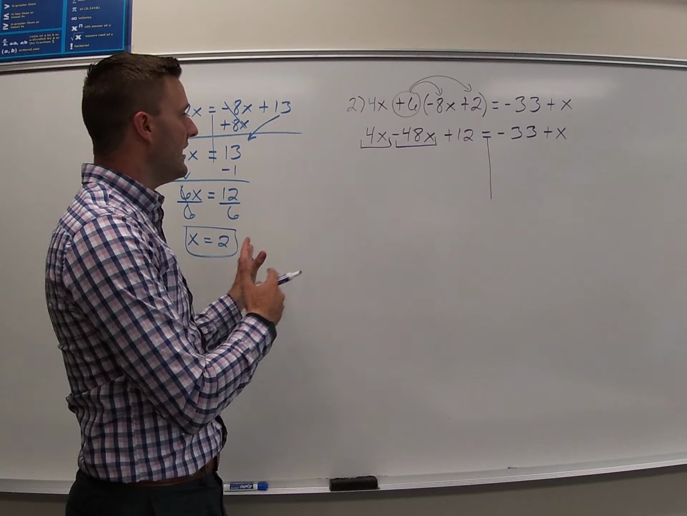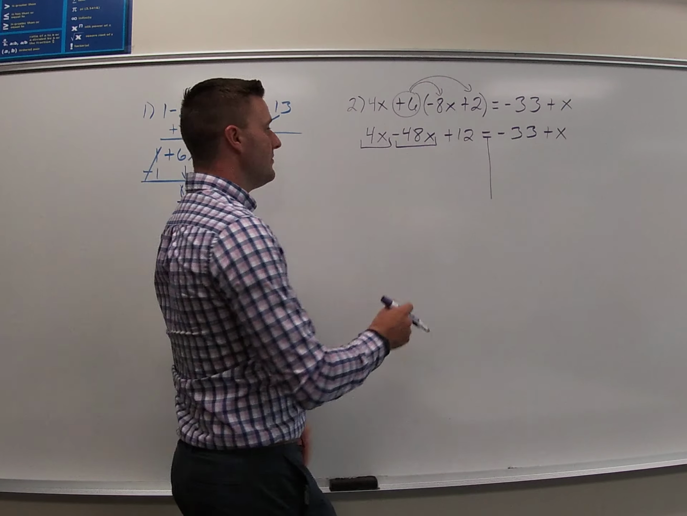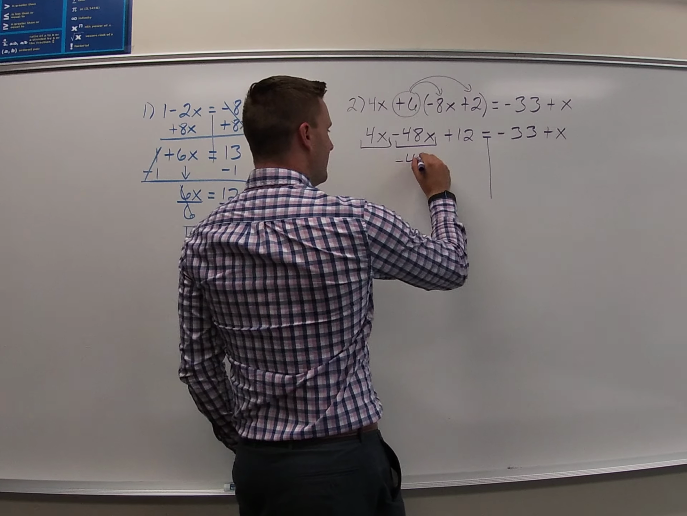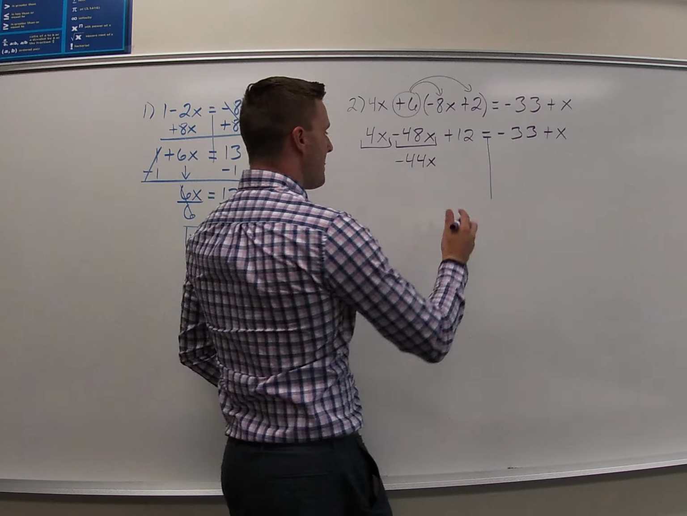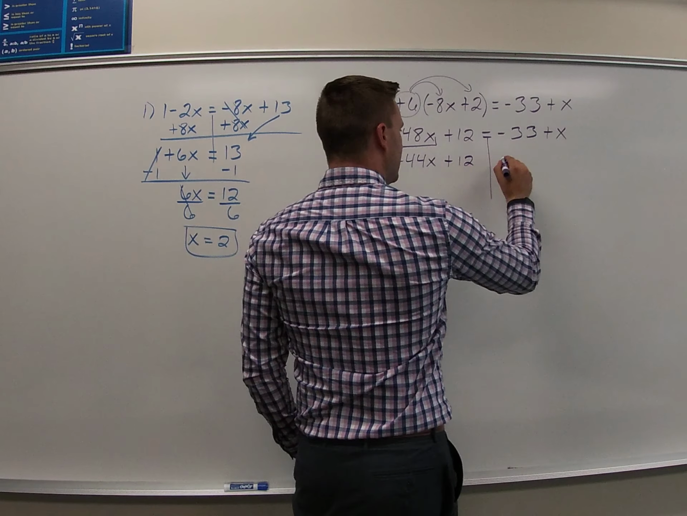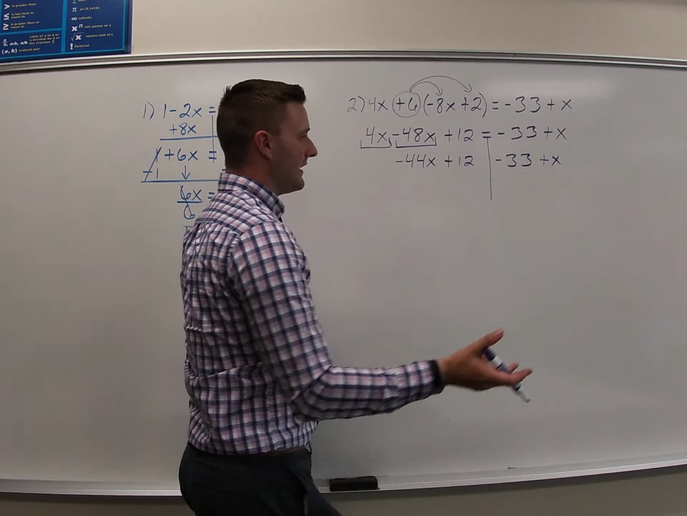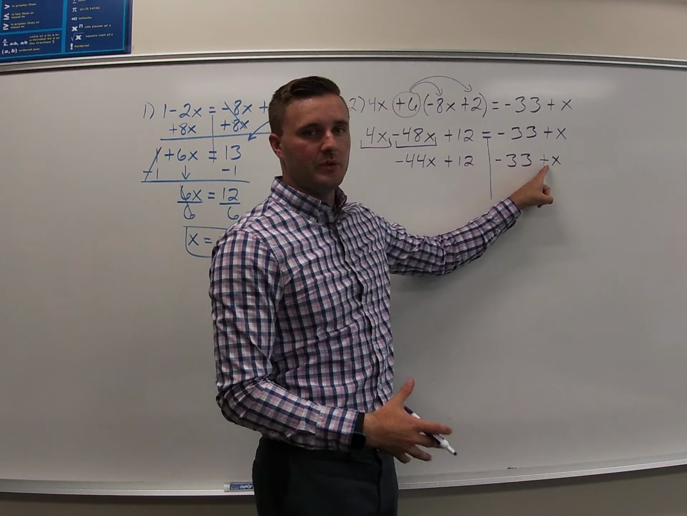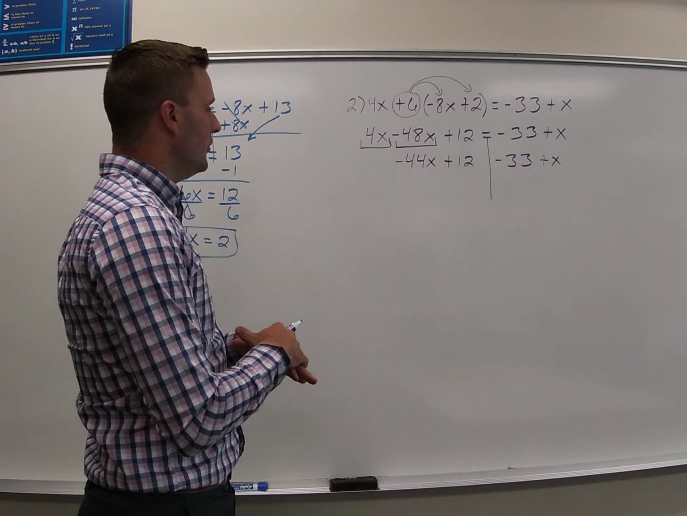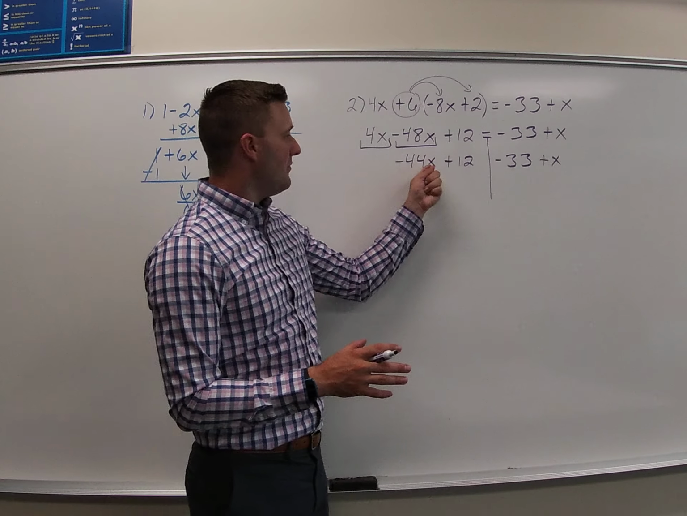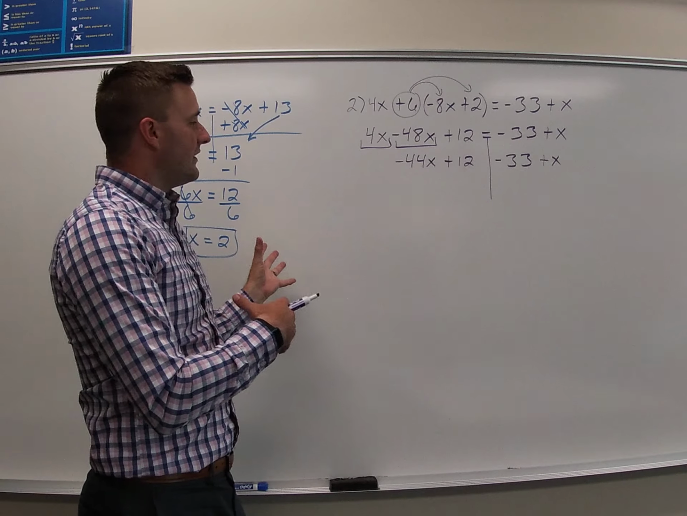So we're just going to read from left to right. So 4 minus 48 is going to be a -44. So I get -44x, do not lose your variable when you're combining like terms, plus 12 is going to be equal to a -33 plus our 1x. We don't normally put a 1 in front of it, but we just know there is a 1 there. Now, no more like terms to combine, but I do have a variable on both sides of the equal sign. So I need to get those on the same side.